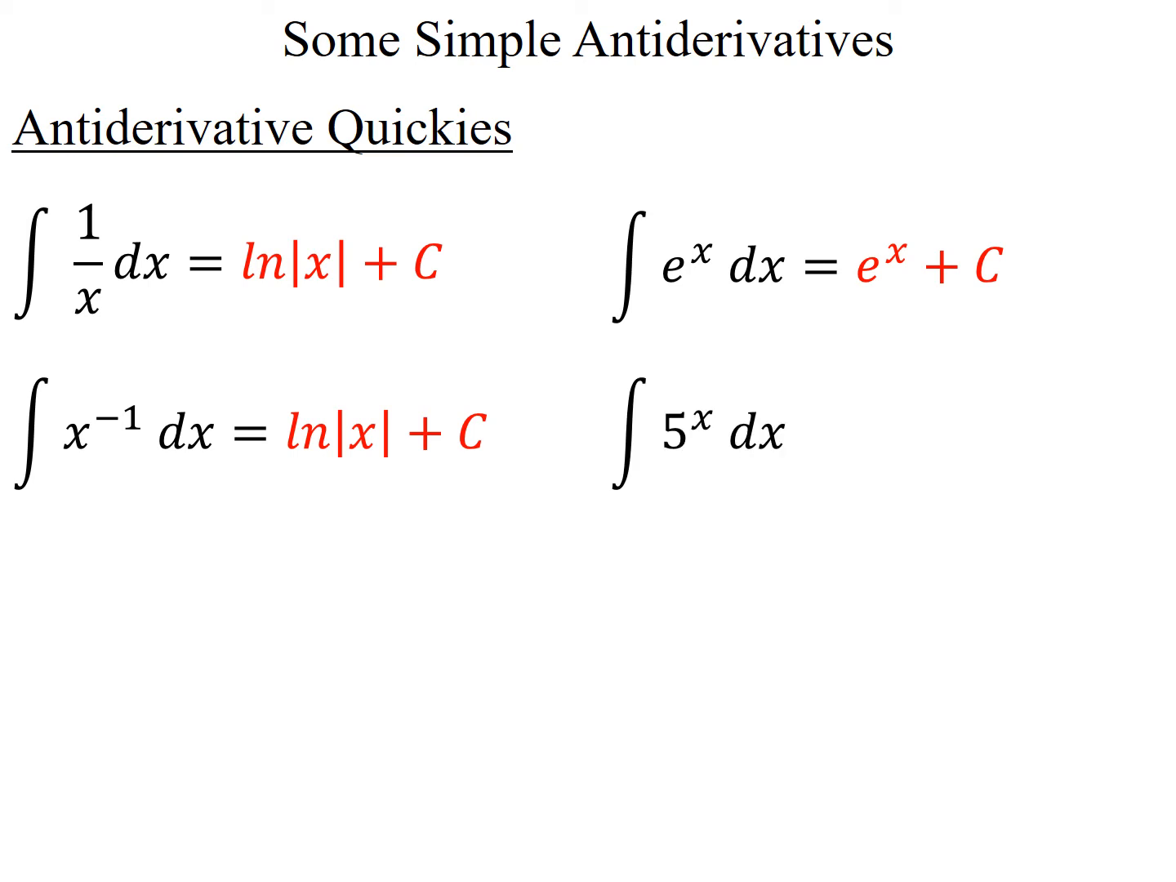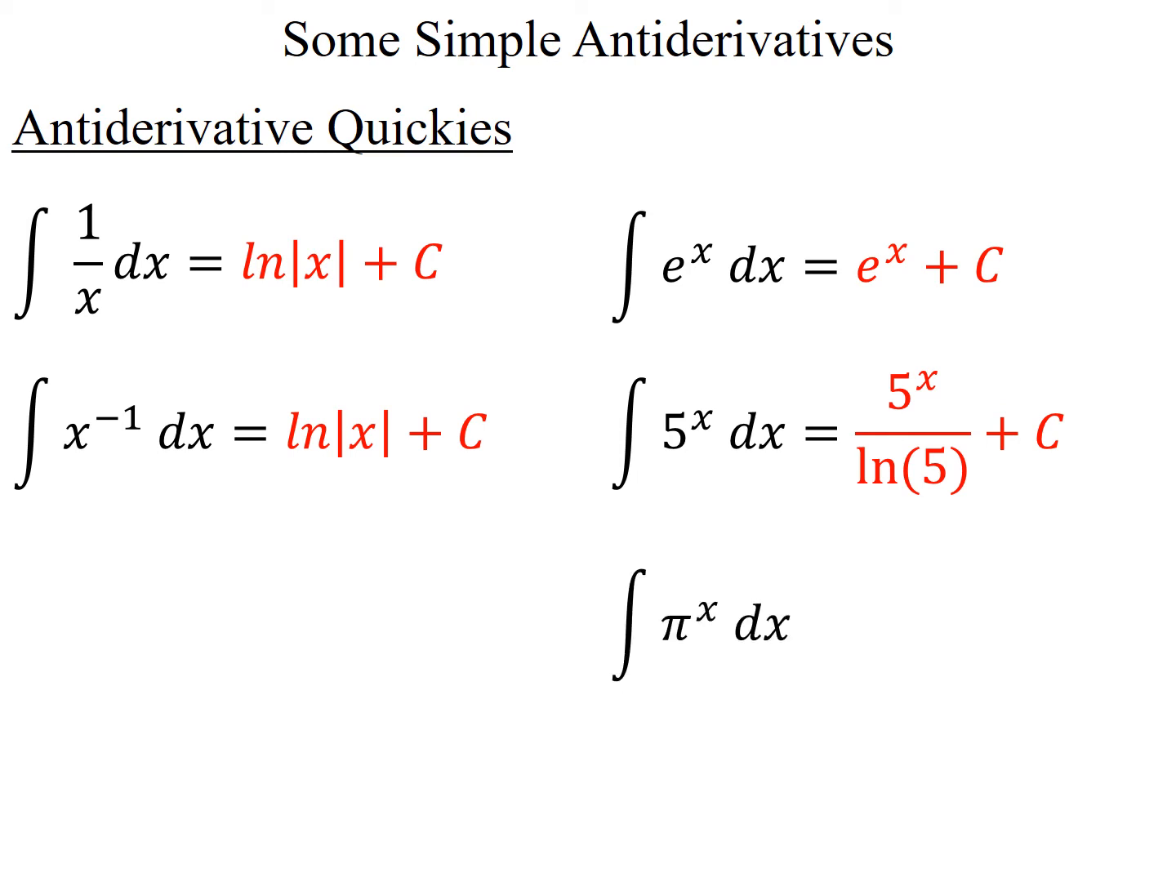But if it's a different base, so if the base is something like 5, so 5 to the power x, that's an exponential function. What's the antiderivative of an exponential function? You copy the exponential function down. So we're going to copy down 5 to the x. We're going to divide by natural log of the base, so natural log of 5. And so you get 5 to the x over natural log 5 plus c.